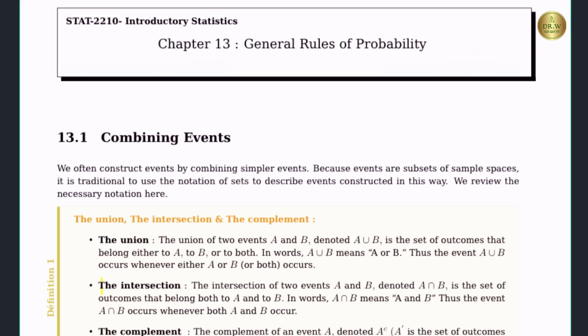Chapter 13, General Rules of Probability. 13.1 Combining Events. First, let me review the necessary notations.